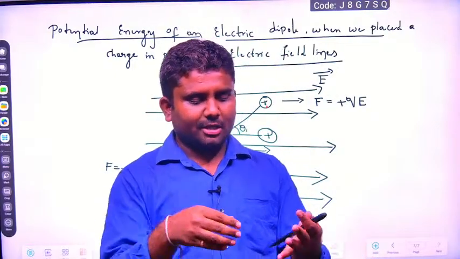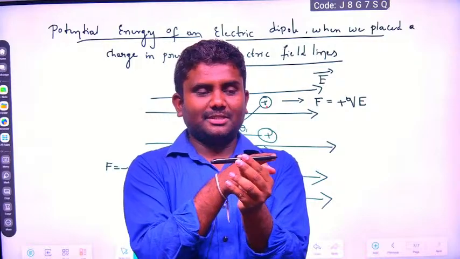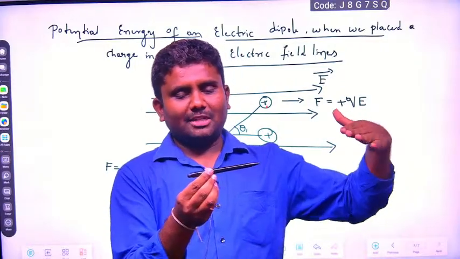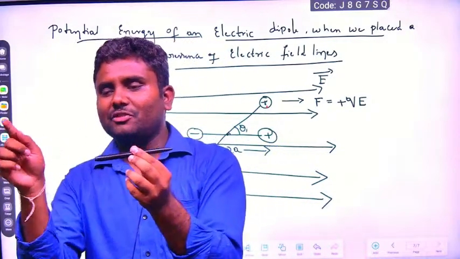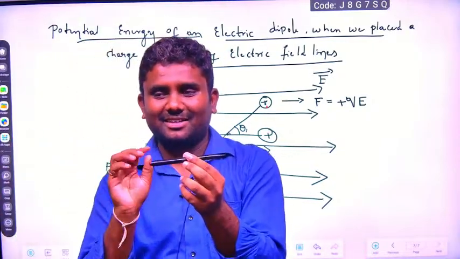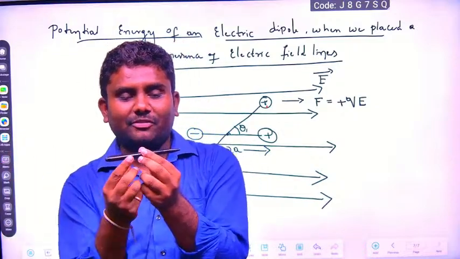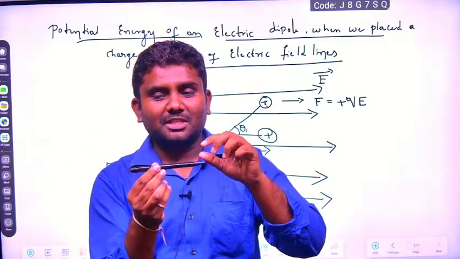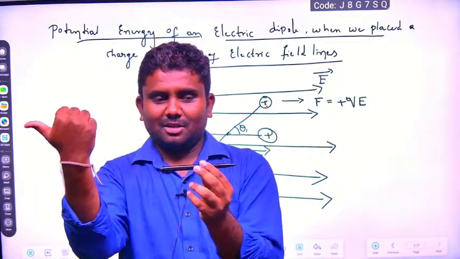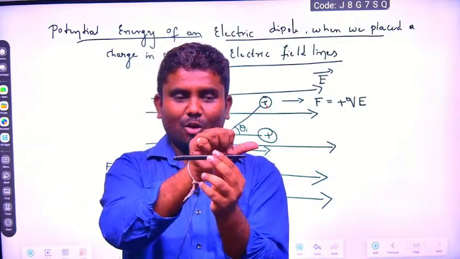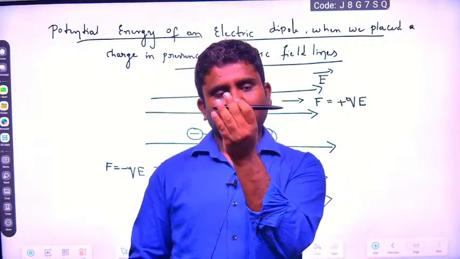Whenever there is an electric field, consider a dipole, with a positive charge and a negative charge. When electric field lines are going like this, the positive charge will experience a force in the direction of the electric field. The negative charge will experience a force in the direction opposite to the electric field. Understood?